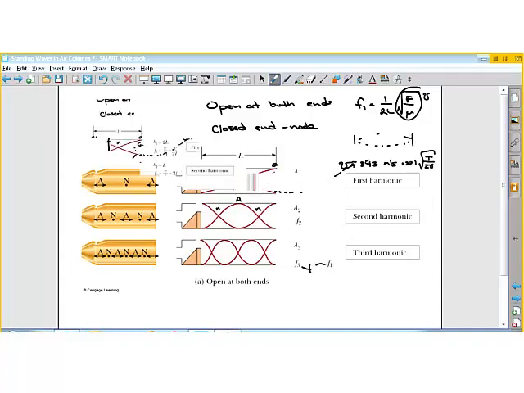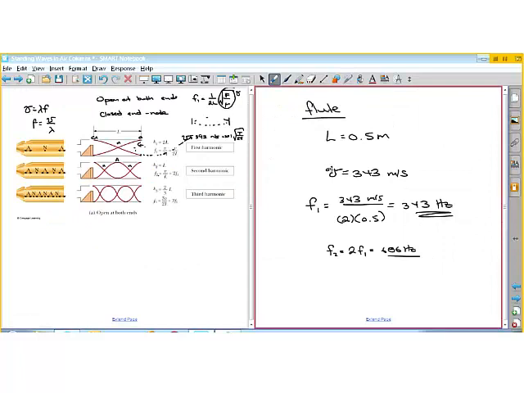So let's look at an example here. We have a flute that has a length of 1/2 meter. The speed of sound at about 25 degrees C is 343 meters per second. So we plug that in here, we find that the fundamental frequency is 343 meters per second divided by 2 times 0.5 meters. You get 343 hertz. So that's the fundamental frequency, and the second harmonic is just twice that. The third harmonic would be 3 times that.